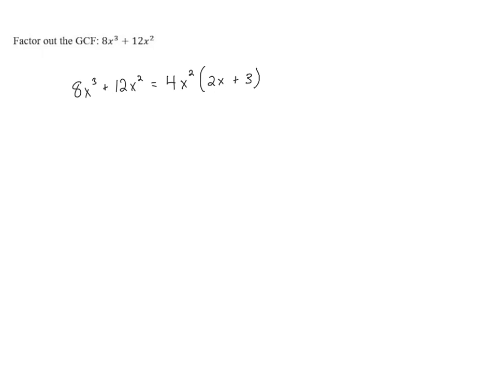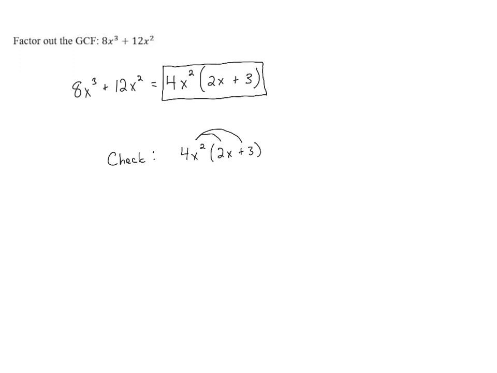So when we factor out the greatest common factor, the expression we're left with is 4x squared times the quantity 2x plus 3. If we want to check to see if our answer is right, we can do so by using the distributive property. The distributive property, as multiplication, is basically the opposite of pulling out the greatest common factor. So let's check by distributing.